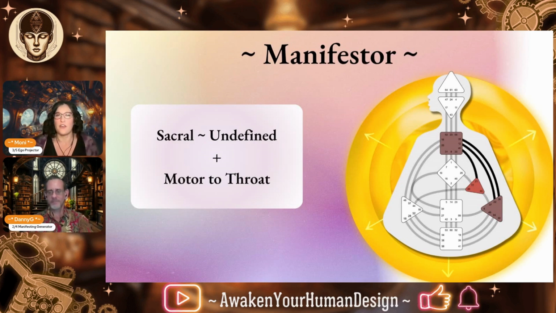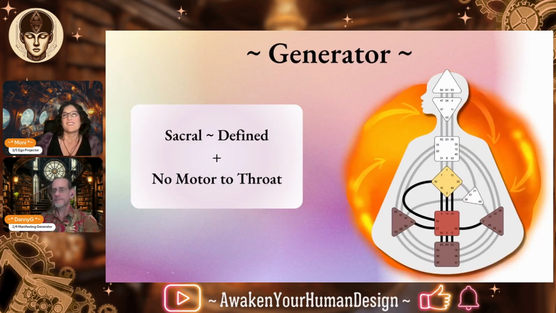You could also, if you have the root up to the spleen to the throat, that could also create another form of the manifestor. Any direct connection that you can draw a line from a motor to the throat, even if it goes through the ego, through the will, through the G Identity center, that will still be a manifestor, period. It's a motor to the throat directly connected through a direct line and no sacral. Precisely. Yeah.